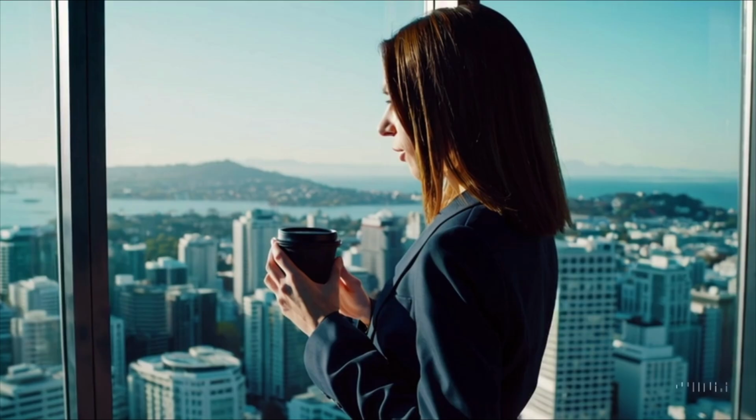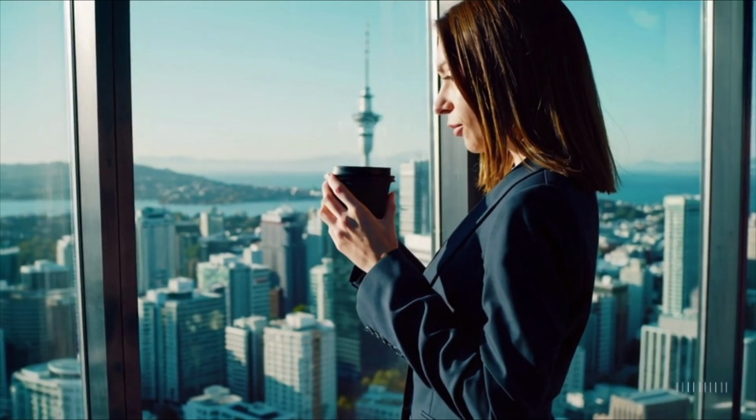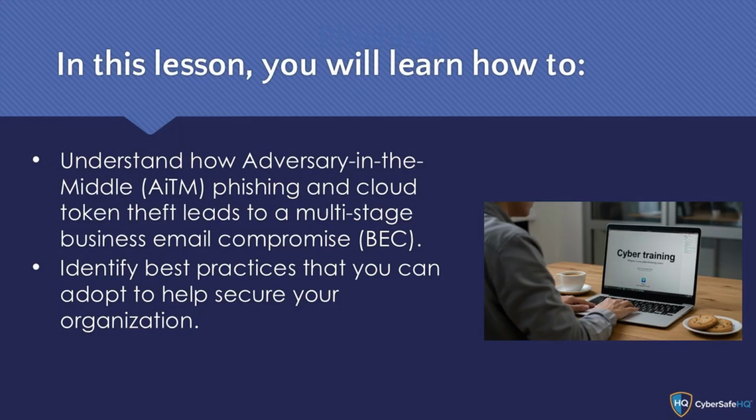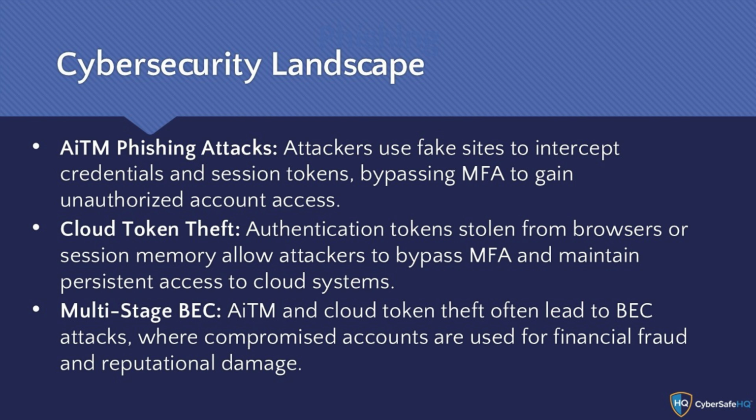to stay protected. By the end of this module, you will be able to: 1. Understand how AiTM phishing and cloud token theft leads to a multi-stage business email compromise in today's cybersecurity landscape. 2. Identify best practices that you, as an employee, can adopt to reduce your personal risk and help secure your organization. Cybersecurity landscape. Let's explore how attackers are exploiting vulnerabilities with advanced tactics such as AiTM phishing and token theft.